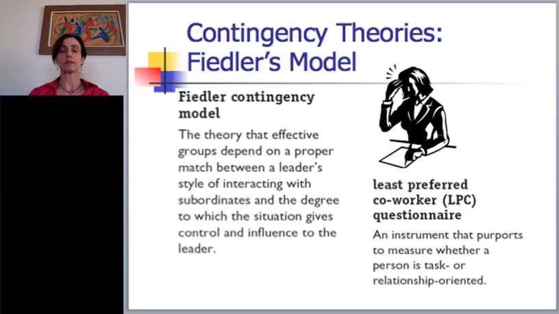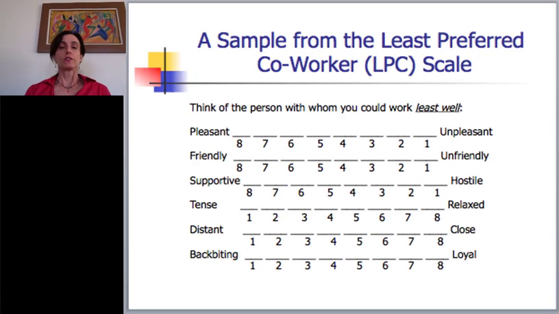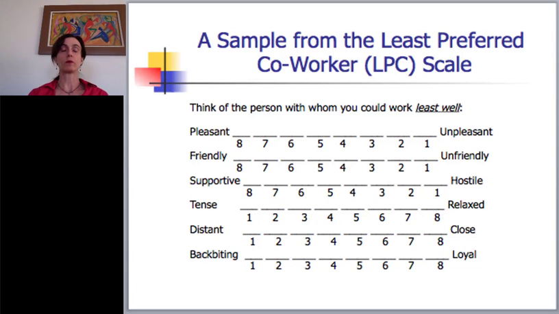And then they also take a look at something about the situation. So let's take a look at what this least preferred coworker questionnaire looks like. That's how they determine whether a leader is more task or relationship oriented. So these are some sample questions that can be used to determine this. If you were to think of a coworker out of all the coworkers you ever worked with that you least preferred to work with.